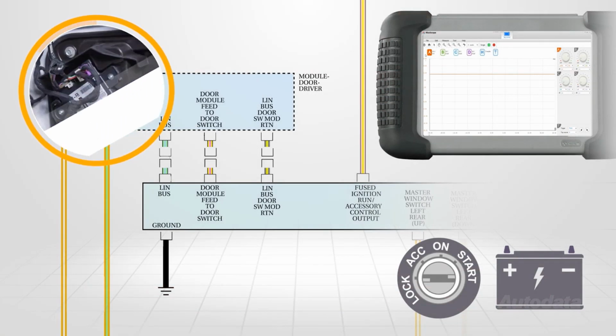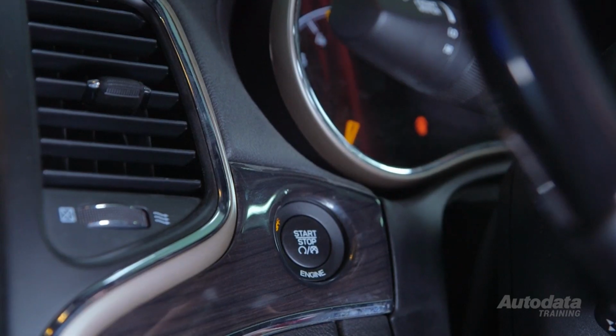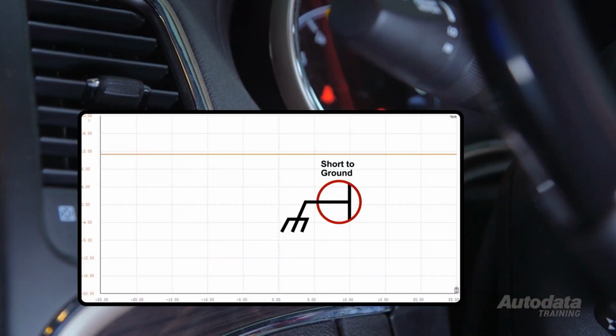To test for a short to ground, place the red sample lead to battery positive and the black lead back probe to the LIN terminal of the slave. Cycle the ignition from off to on while watching the scope. Any voltage reading displayed will indicate a short to ground.